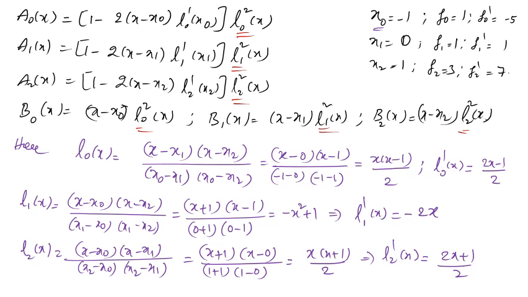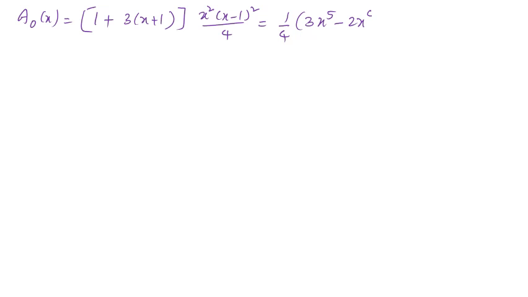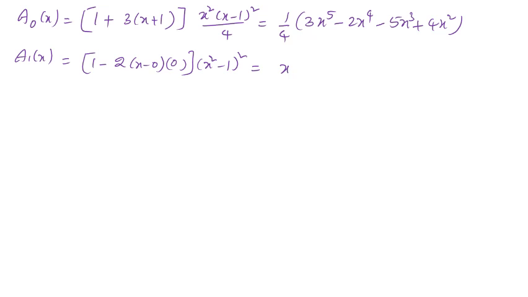Therefore, substituting all these values, I am getting a0(x) equal to (1 plus 3 into (x plus 1)) into (x square minus x minus 1) by 4. This is a0. After simplification, what I am getting? 1 by 4 of (3x to the power of 5 minus 2x to the power of 4 minus 5x cube plus 4x square). Coming to a1 of x, equal to (1 minus 2(x minus 0)) into (x square minus 1) whole square. So this is x power 4 minus 2x square plus 1.